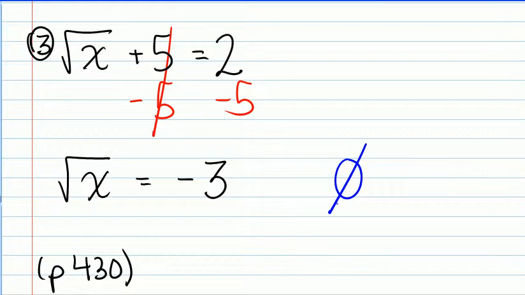This is when checking your answer becomes important. If you plug 9 back into the problem, you get 3 plus 5 equals 2, which is not a true statement. 8 does not equal 2. So even if you tried to keep solving this, you would still get no solution, because when you plug it back in, you would get a false statement. I think it's easy just to look at it and go, hey, the square root cannot be negative, and I'm done.